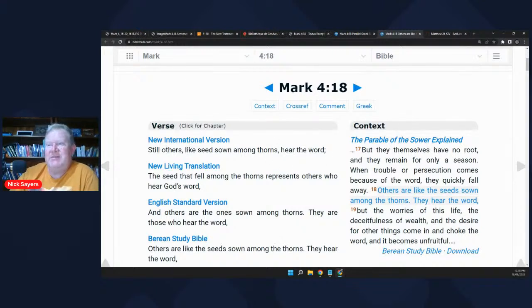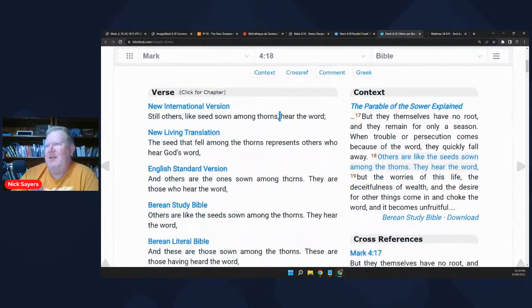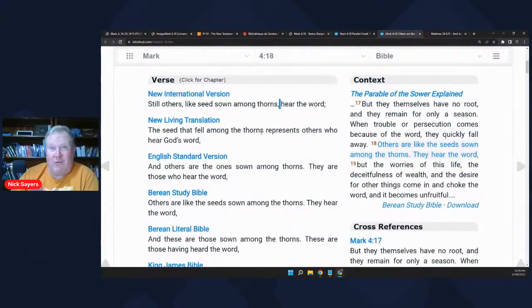So still others, like seeds sown among thorns, hear the word. I think that it looks like it's deleted there. It's not like these are they that hear the word. You know, it doesn't seem to have that. So the NIV could be following, who knows what it's following, really. They sort of made things up as they went, and then they redid a Greek text later.